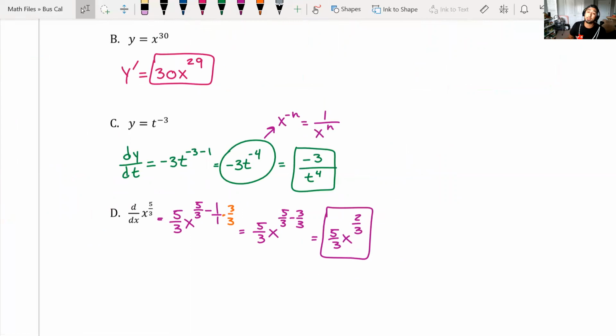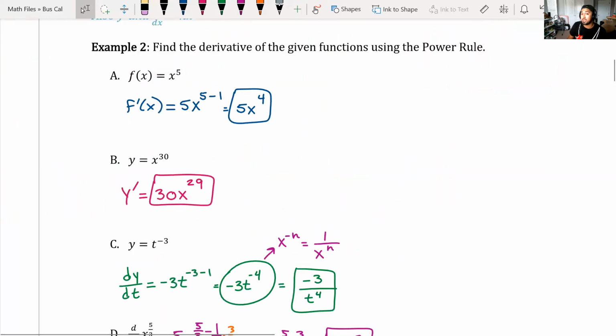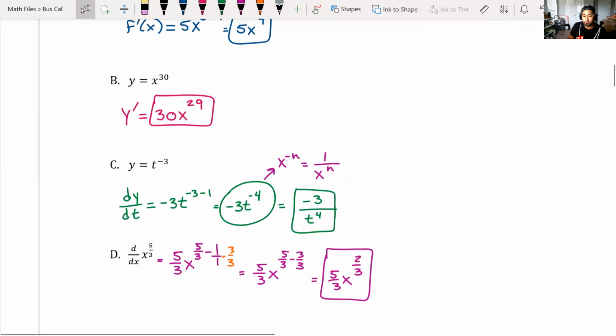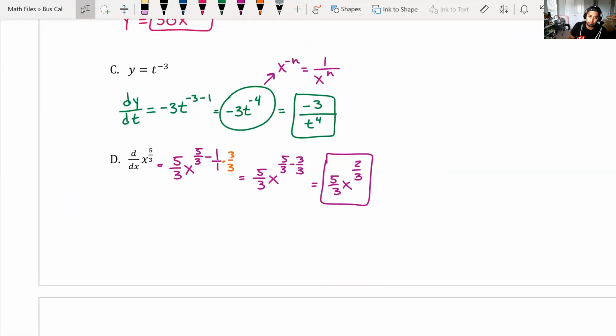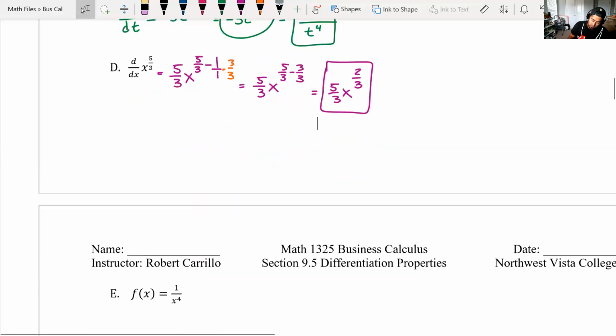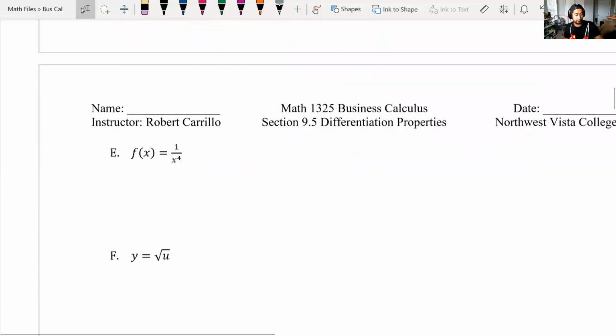So D was a derivative of an expression. A, B, and C were derivatives of functions. Okay, just know that difference. All right, more to go. Let's keep going. These are fun.